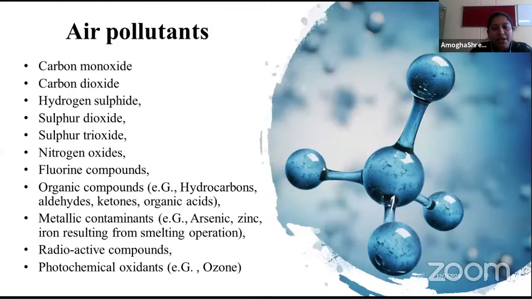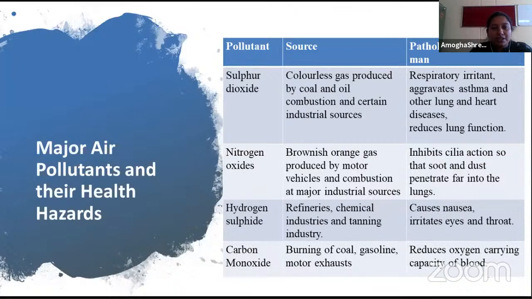So we have identified more than 100 pollutants. Of those pollutants, the important ones include carbon monoxide, carbon dioxide, hydrogen sulfide, sulfur dioxide, sulfur trioxide, nitrogen oxides, fluorine compounds, organic compounds, metallics like arsenic, zinc, and iron, radioactive compounds, and photochemical oxidants. So let us see how these pollutants are going to affect our health, and what is the source for that.